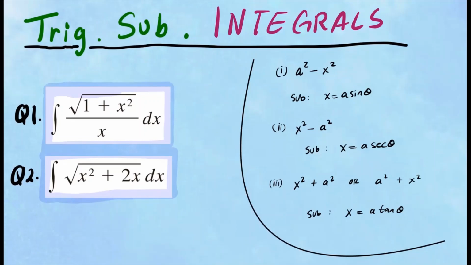So let's take a look at the first problem. We have the square root of 1 plus x squared, divided by x. Now this looks like this form right here, or the second one really. It doesn't matter. We're going to use the substitution x equals a tangent theta, where a is 1, because you can rewrite 1 as 1 squared.